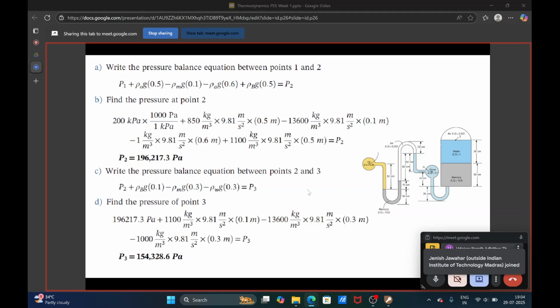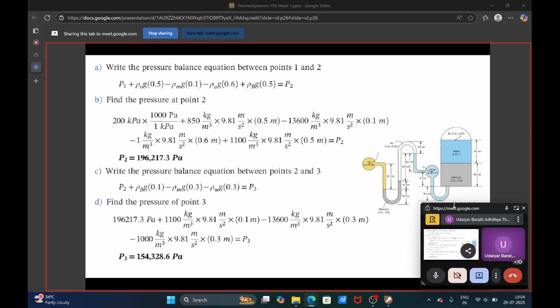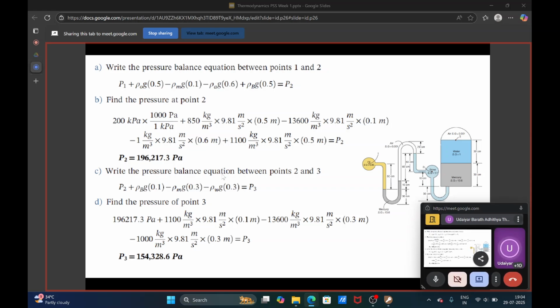Substituting the values here, we know the pressure at point 2, which I have calculated, which is 196.217. Substituting that and the other density values, we get the pressure at point 3 as 154,328.6 Pascal or 154.33 kilopascal. So I hope this is clear. If you have any doubts?